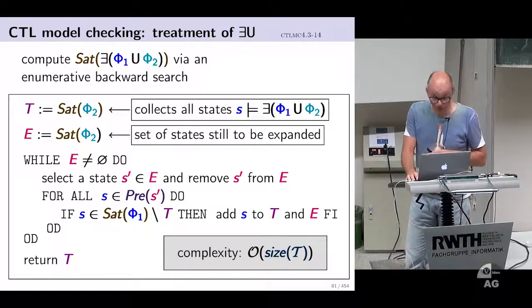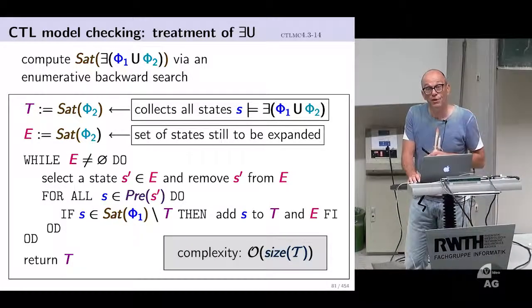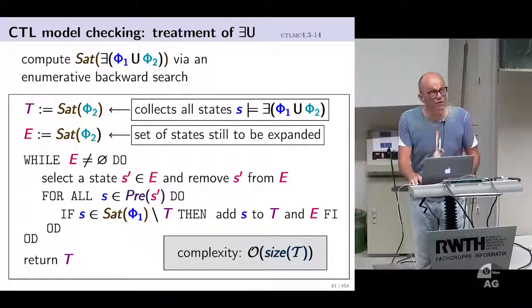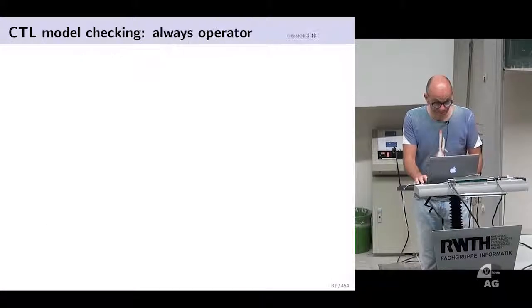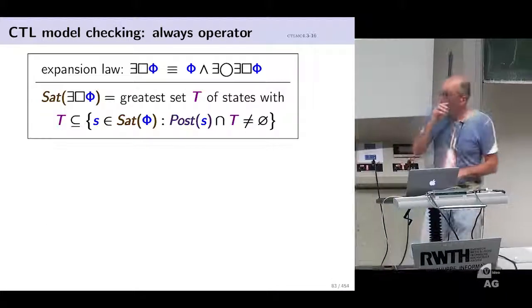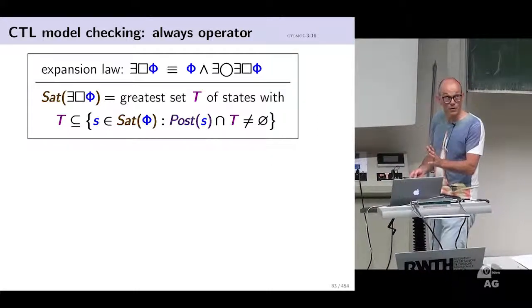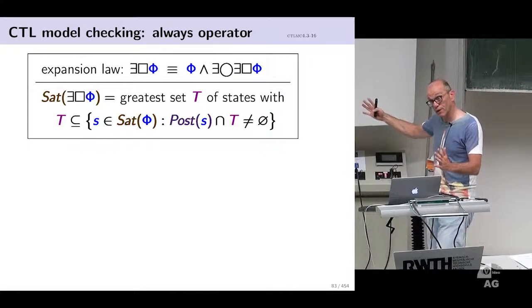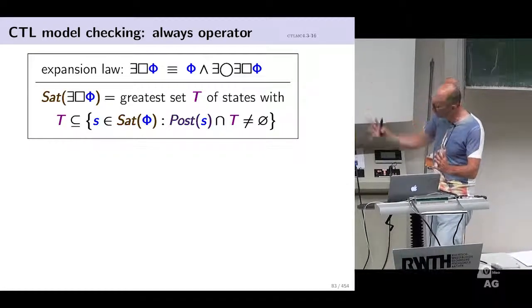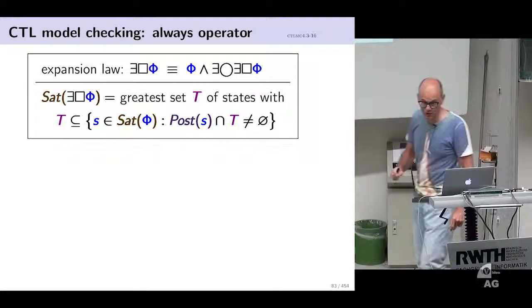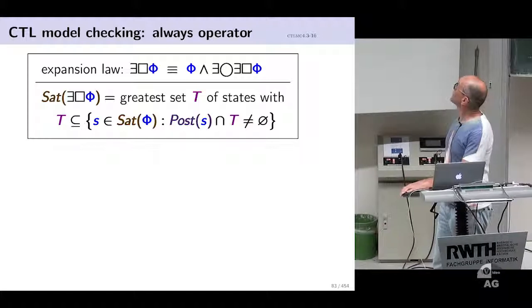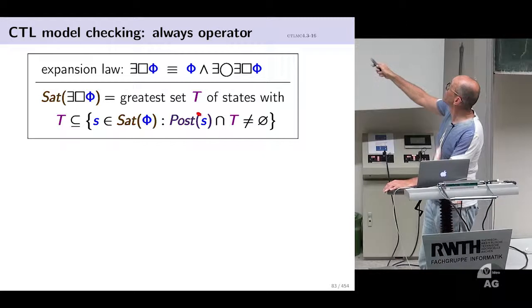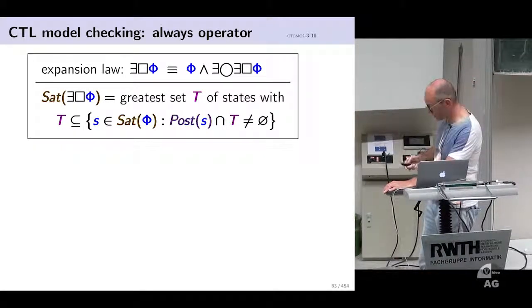The complexity of this algorithm is linear in the size of the transition system, because you have to consider, in the worst case, all states and all edges, so it's the size of T. So how about always? Remember, it's the largest fixed point. So what we do is start from an over approximation, and from above we try to go towards this fixed point. This is the largest set of states, such that this set includes all the phi states that have a direct successor into T.